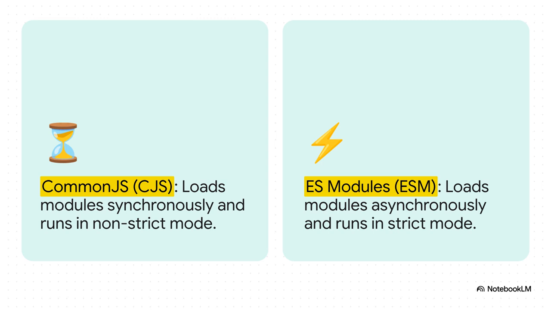CommonJS loads your files one after the other, which can slow things down. But ES modules, or ESM, can load them at the same time, which can make your apps start up way faster. Plus, ES modules run in strict mode by default, which is kind of like having a built-in proofreader that helps you catch common coding mistakes before they become problems.